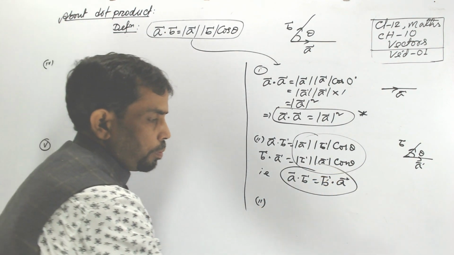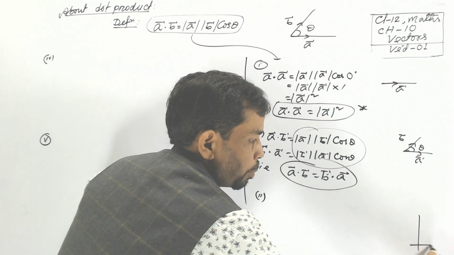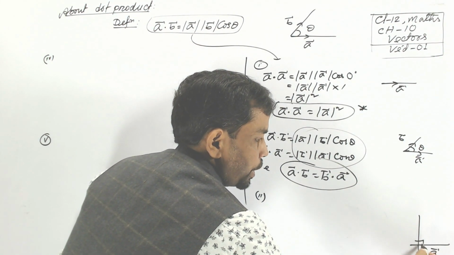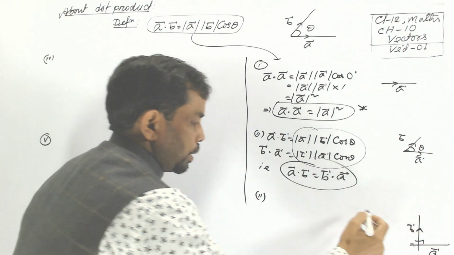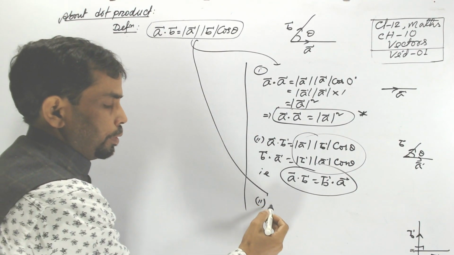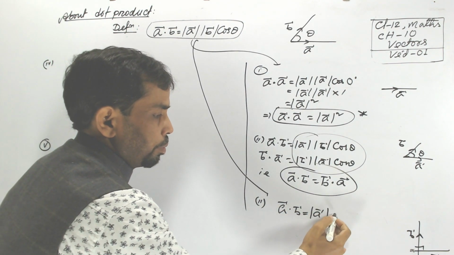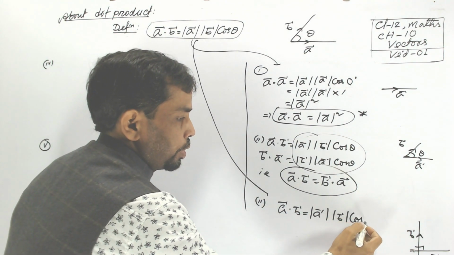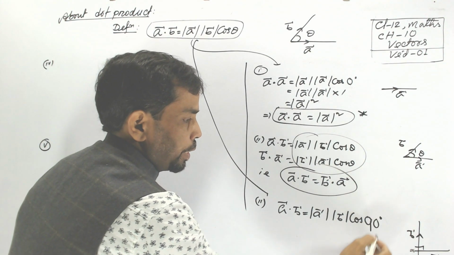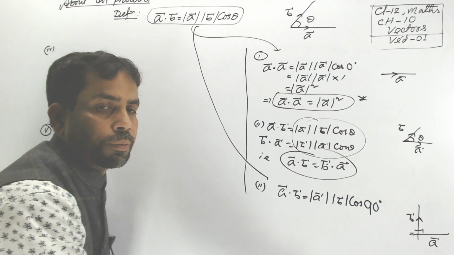Now, if I take two vectors A and B perpendicular to each other, then I'll apply this definition. A dot B is magnitude of A, magnitude of B, cos theta, where the angle between them is 90 degrees, and cos 90 value is 0.